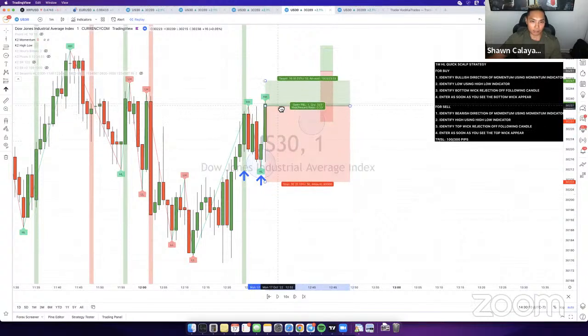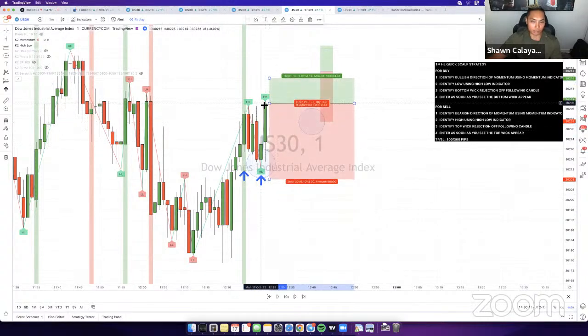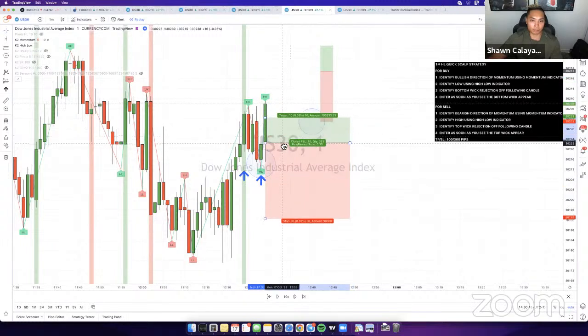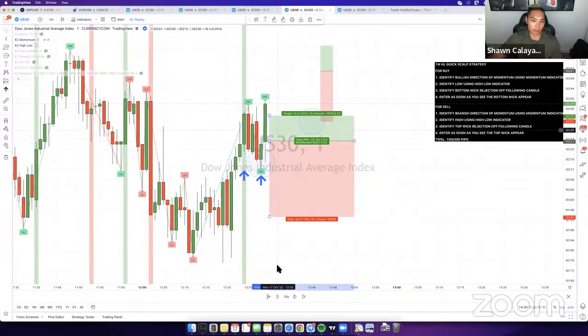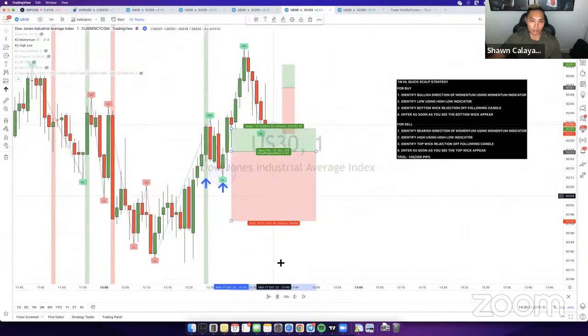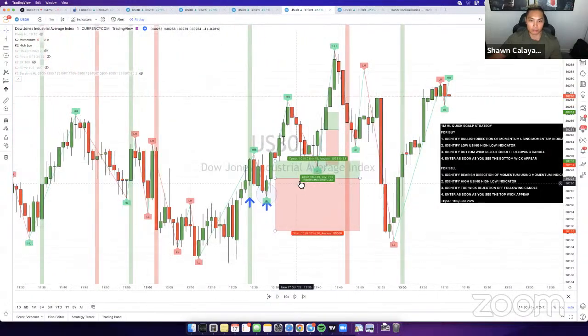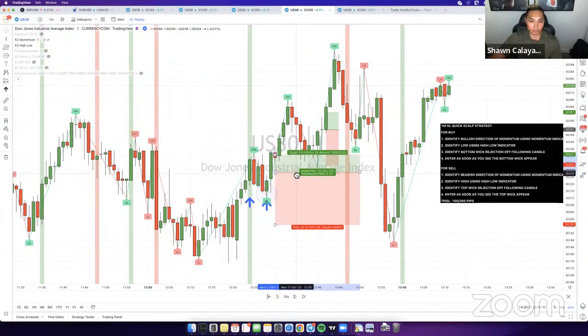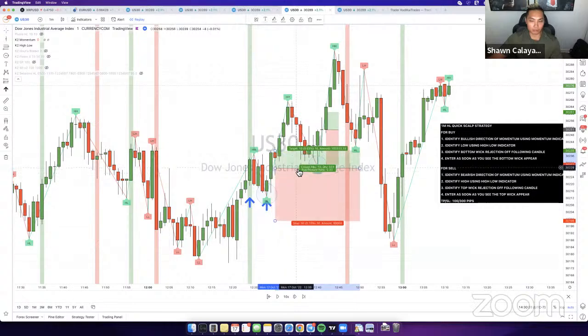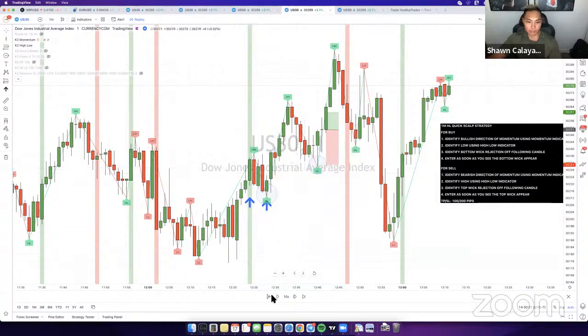I would never recommend entering up here. At this point, you're way too late. You would have missed the entire move. As soon as you see the wick, you've got to enter right away. So right there, you see the wick, enter the trade, hit TP, and either way, if you let the trade run, at some point in the middle here you still would have hit your TP. So it's a pretty simple strategy. It's not that difficult.